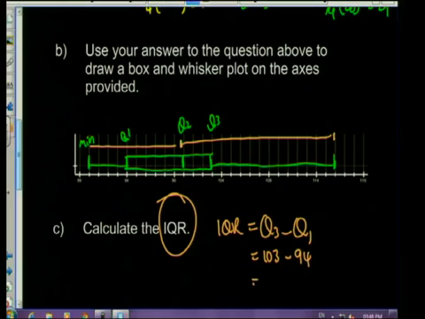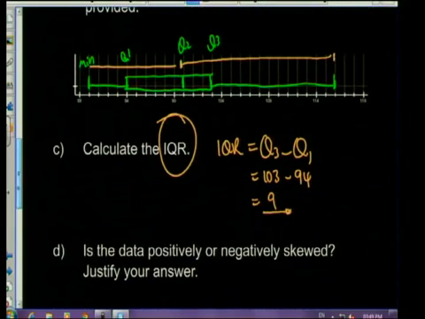And that's not too difficult. That will give me 9. So that interquartile range is going to be 9. And now this question, which is my final question, says, is the data positively or negatively skewed?